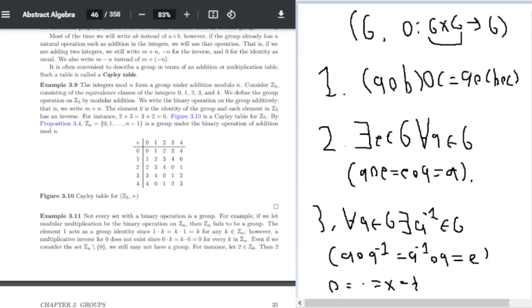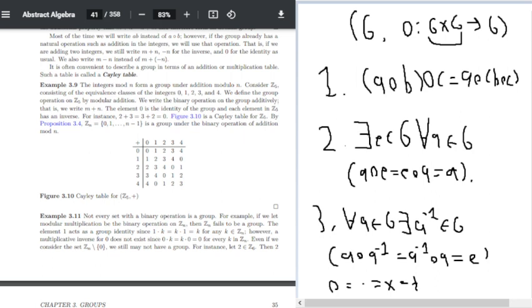By proposition 3.4, Z sub n equals 0, 1, all the way up to n minus 1 is a group under the binary operation of addition mod n. So first of all, we're going to go back to proposition 3.4 for a second so we can see properly, but first, just examining the Cayley table for Z5, it basically is regular addition until you hit 5 and then you wrap around. That's how you can commonly think about this. There's a lot of online resources that talk about things like clock arithmetic as another way of visualizing it, but for this should be good enough.